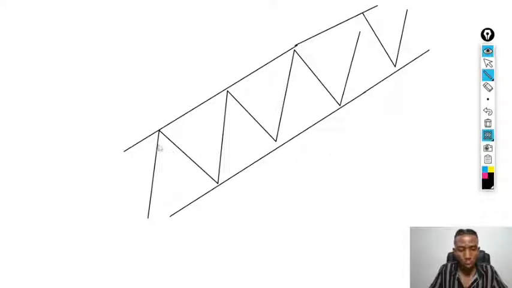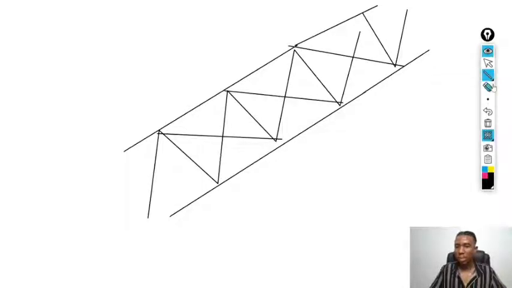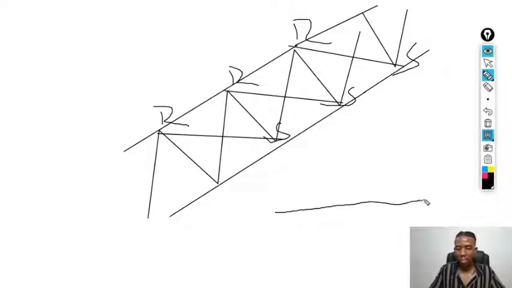Now, let me show you the horizontal support and resistances. We just make a line horizontally on our turning points. And as you can see right here, this would be our resistance. This would be a support, this a resistance, this a support, and so on and so forth.